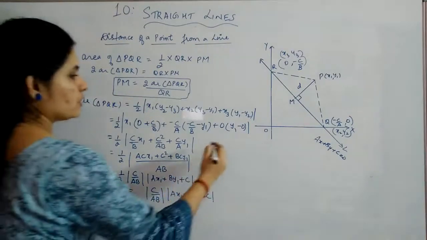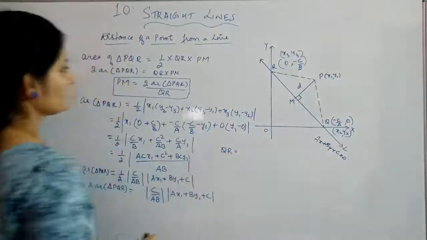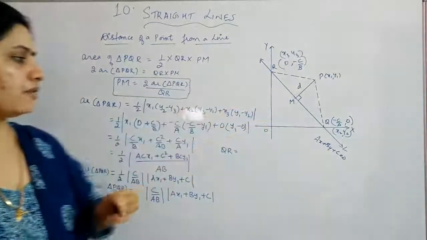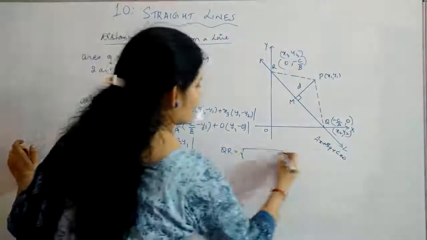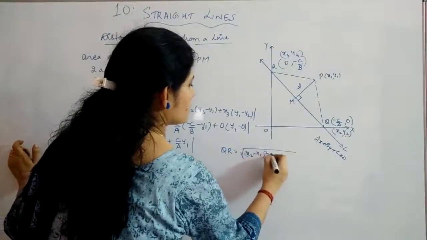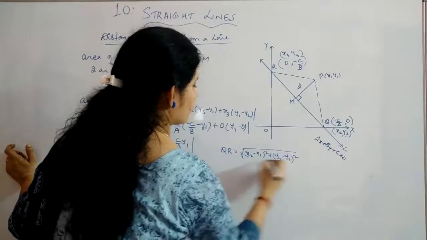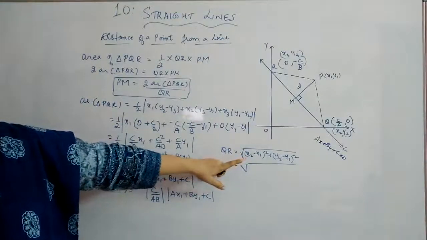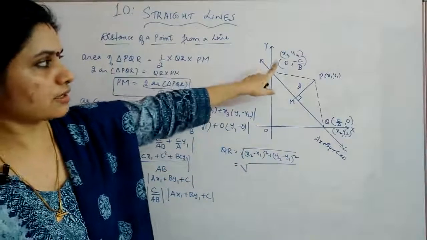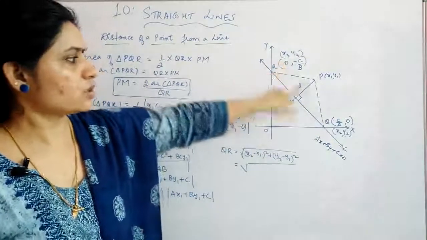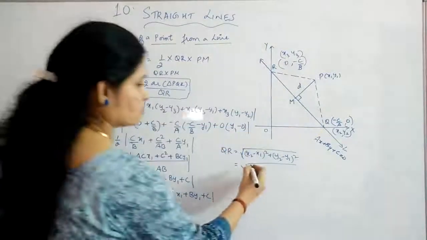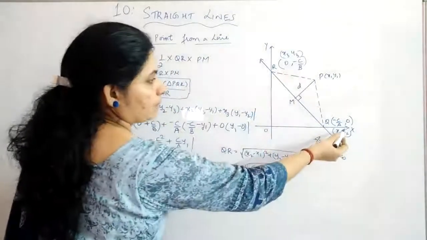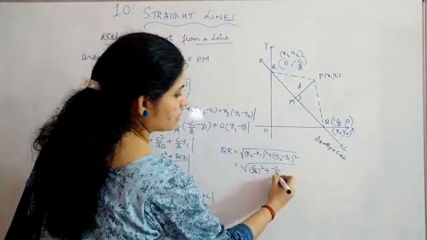Okay. Now what you will get as QR? Again, QR is the distance between Q and R. That means you can use your distance formula, which is root of x2 minus x1 the whole square plus y2 minus y1 the whole square. This is equal to root of what you are taking as x2. You can choose 0. Here these two are the points. So you are taking 0 minus c by a. So you will get c by a the whole square plus minus c by b minus 0 the whole square. So minus c by b the whole square.